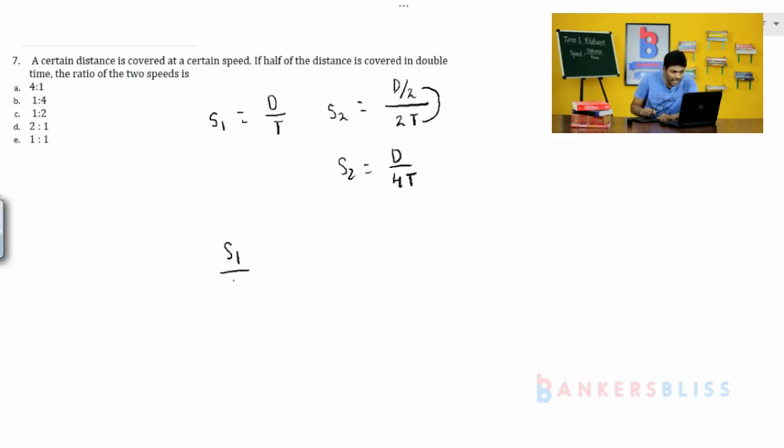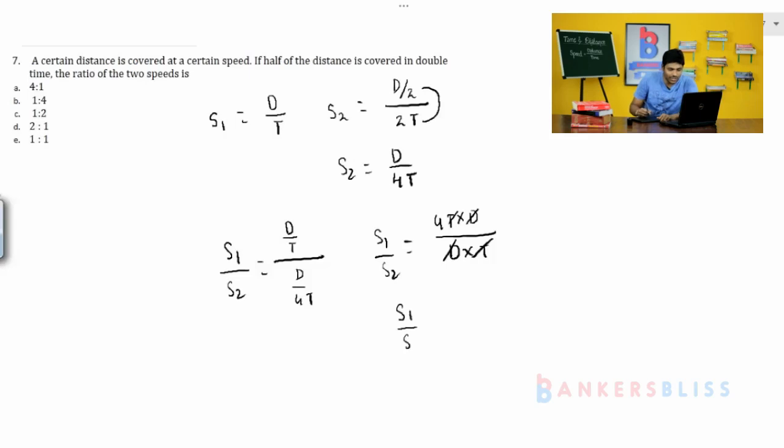They are asking to calculate S1 by S2, that is d by t whole divided by d by 4t. So, S1 by S2 is equal to 4t into d divided by d into t. So, dt got cancelled. So, S1 by S2 is equal to 4:1. Option A is the right answer.